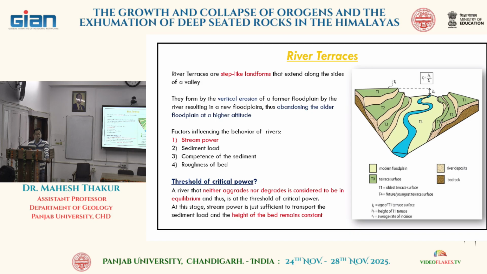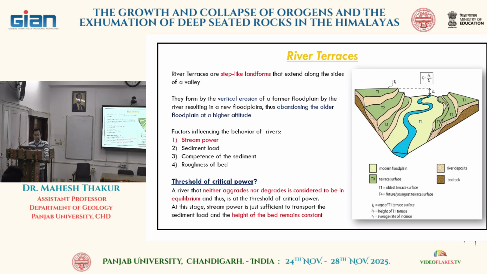They form by vertical erosion of a former floodplain by a river, resulting in a new floodplain and abandoning the older floodplain at a higher altitude. Factors that influence the behavior of rivers: stream power, sediment load, competence of the sediment, roughness of the bed.